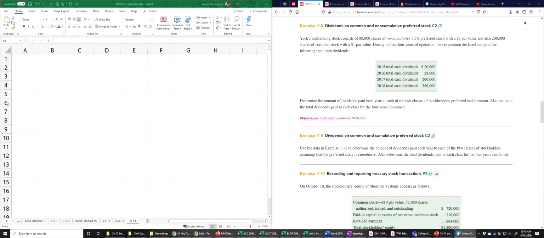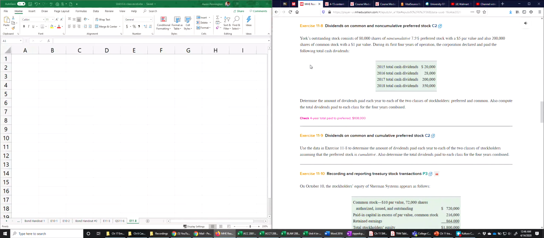Okay, so we're going to talk through how the dividends look when there are common and preferred shares. We're going to look at exercise 11-8, which is right here.